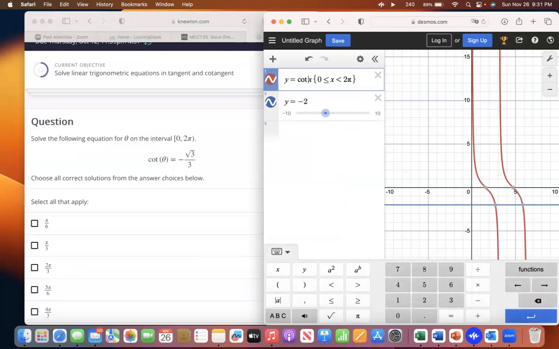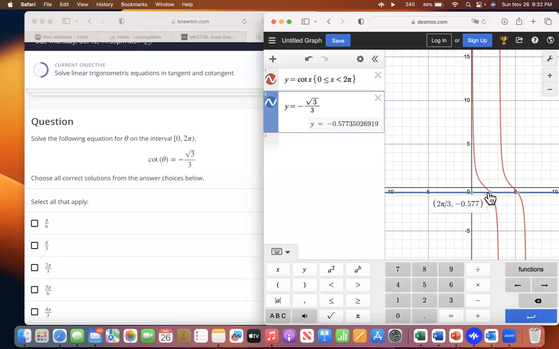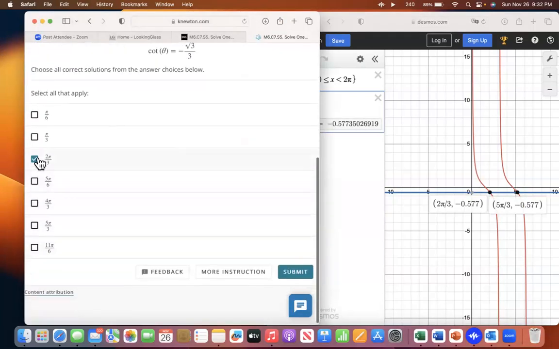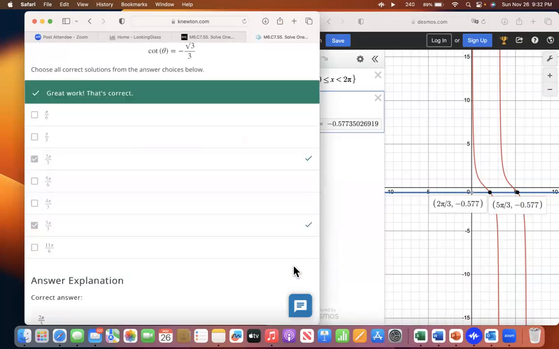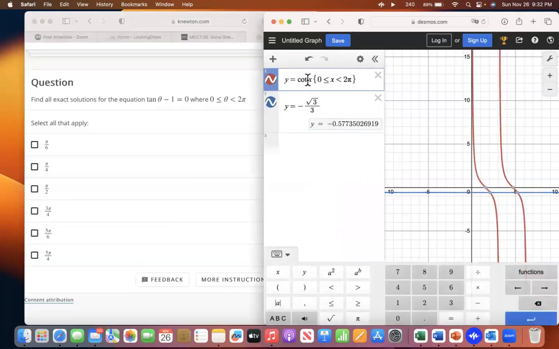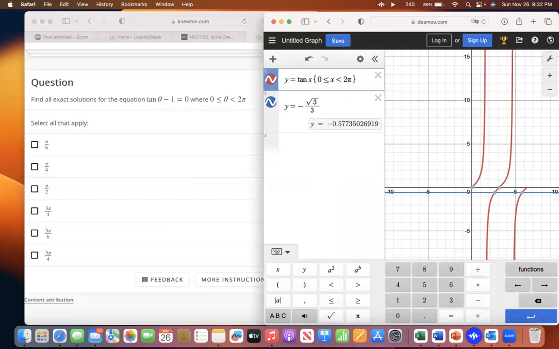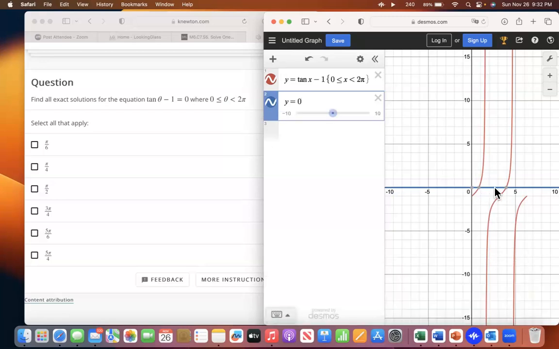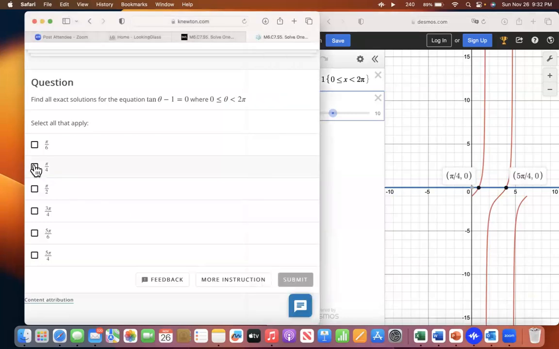Cotangent equal to tangent theta. Oh, that's not what I wanted. -1. 5 pi over 4.